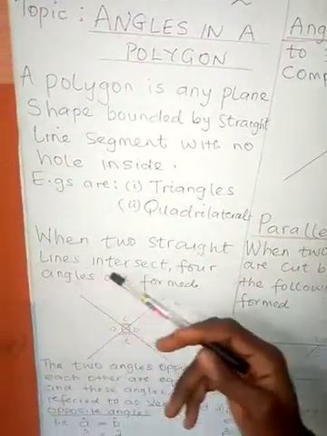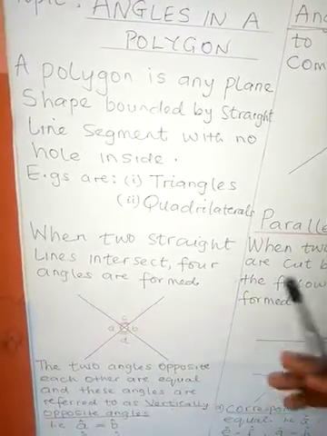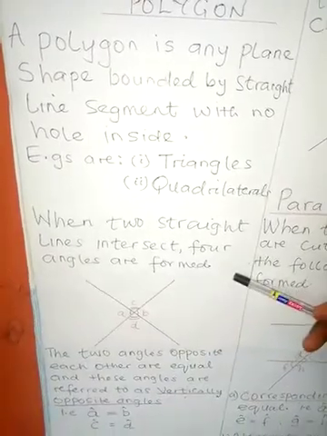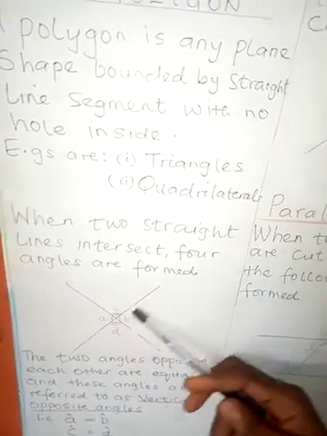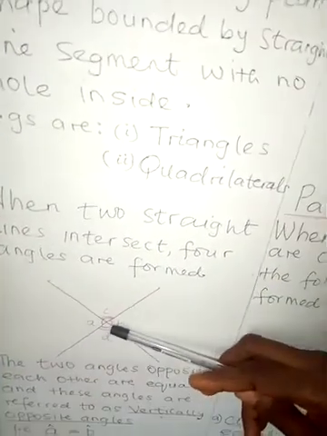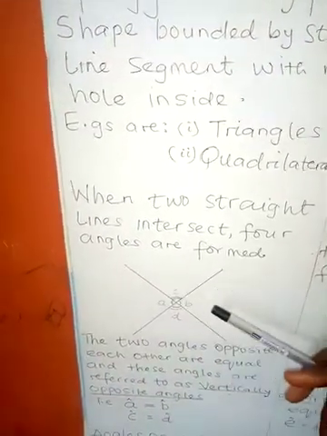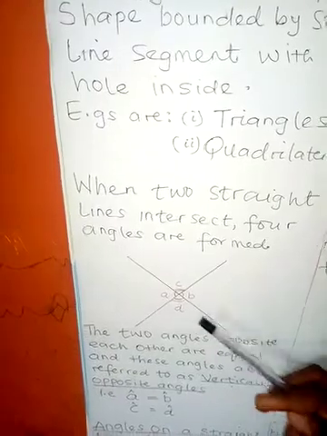When two straight lines intersect, four angles are formed. That is, when two straight lines meet, four angles are formed. This is a straight line. This is another straight line. When they meet, four angles are formed. These are the angles that are formed: angle A, angle B, angle C, and angle D.